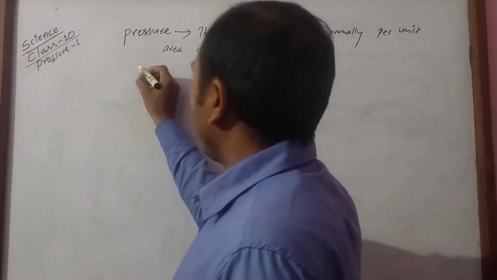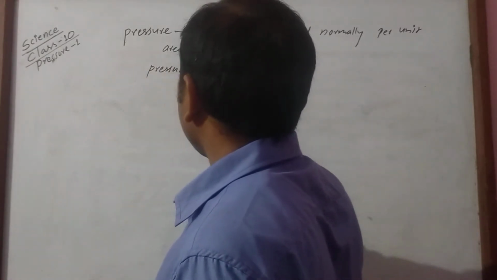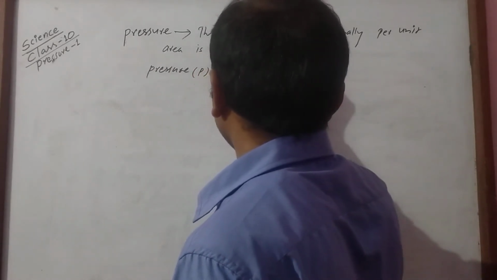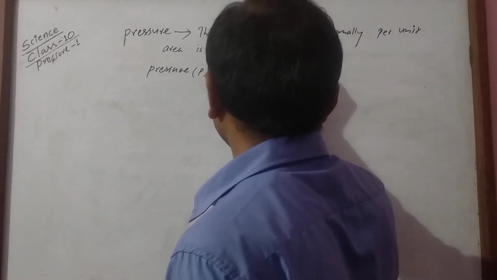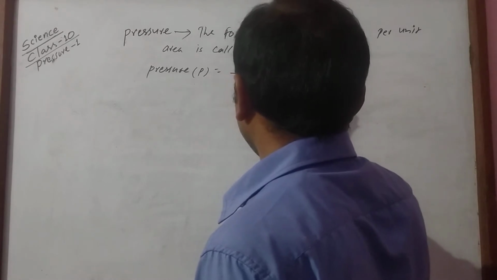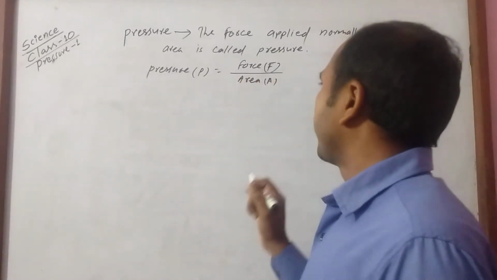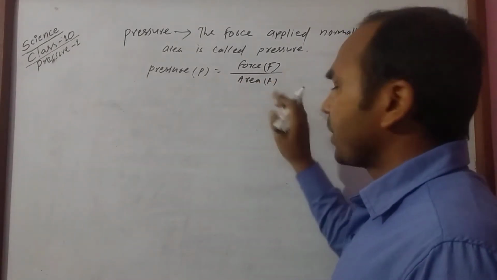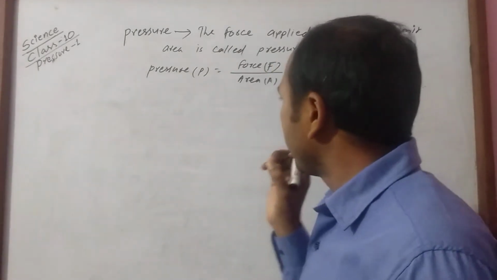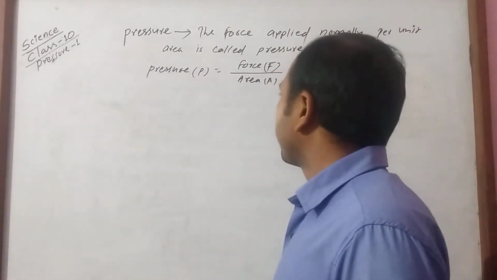When we write the formula, pressure P is equal to force F by area A. This formula shows the force applied per unit area. When we apply force on anybody, how much force is exerted normally in unit area is known as the pressure.